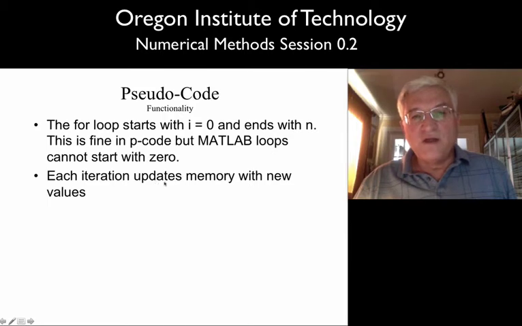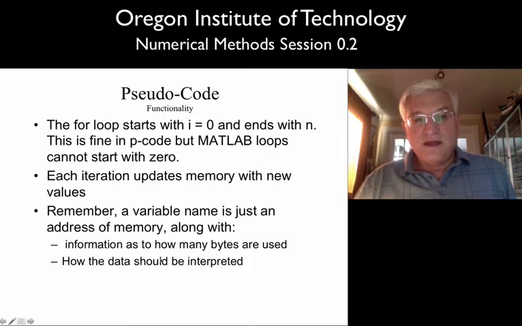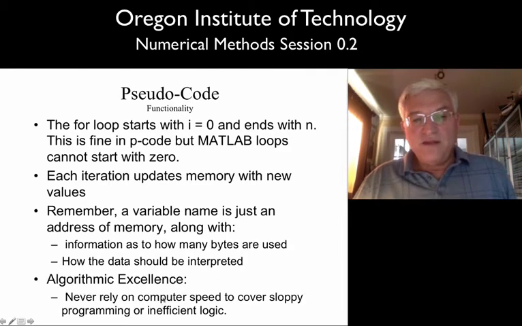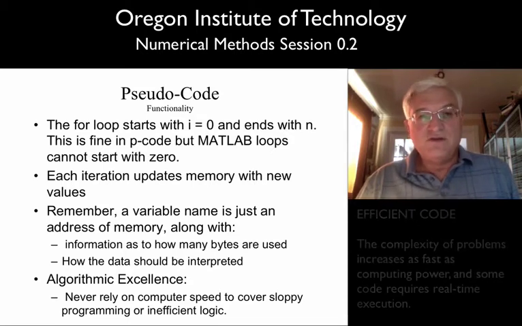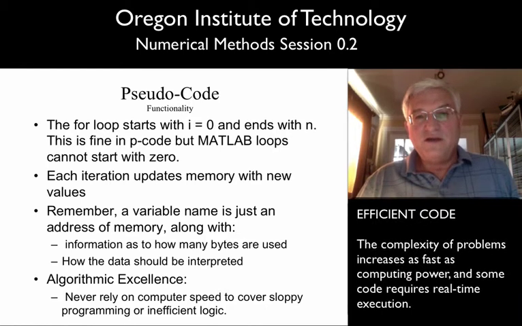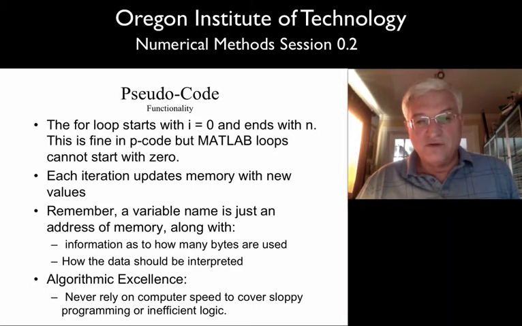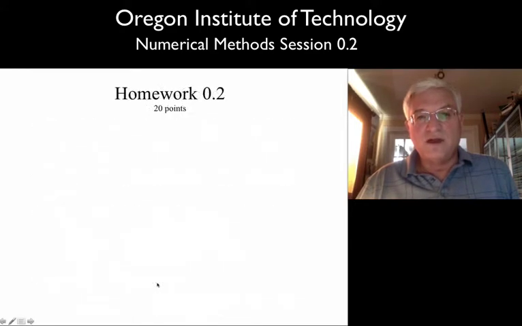Each iteration that we have will update memory with new values. And again, we've mentioned this already, but a variable name is just the address of a memory. And then this is really key. In today's world, we think computers are so fast and memory is so cheap that it really doesn't matter if you're sloppy or not. In this class, it matters. I fully expect you to have efficient code that could be used in a very tight loop of some engineering process and not slowing down the calling program. So don't ever rely on computing power to make up for sloppy programming.